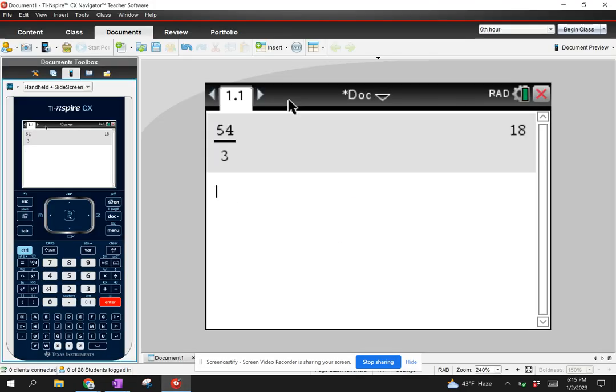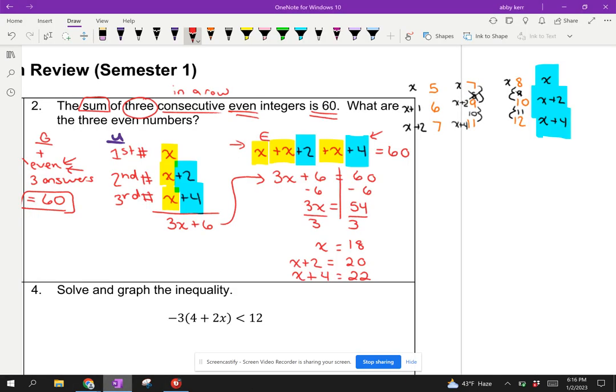Now, how can you confirm that in the calculator? All 3 of these numbers are even. They're consecutive because they're even numbers in a row. And then when I hit enter, it's going to get us back to 60. And that is what we said it needed to equal. So you can write a sentence.